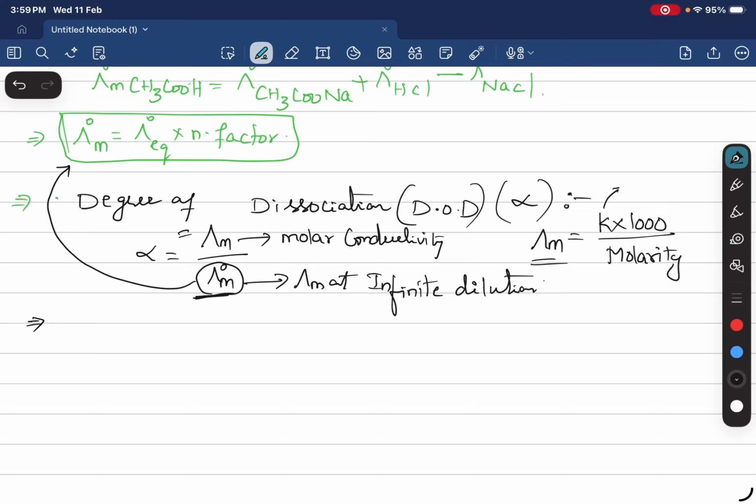Here kappa means specific conductance or conductivity, and this is the molarity and 1000. So for degree of dissociation, this is the formula. Degree of dissociation is the number of moles of electrolyte dissociated to the number of moles of electrolyte taken initially. Similarly, the dissociation constant.